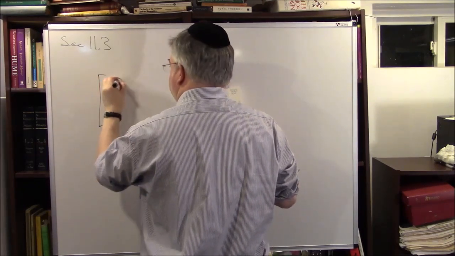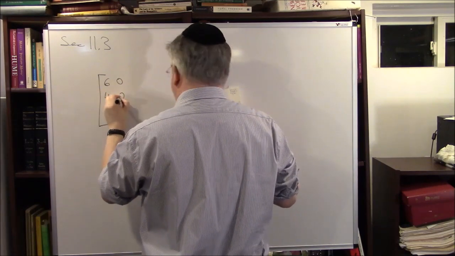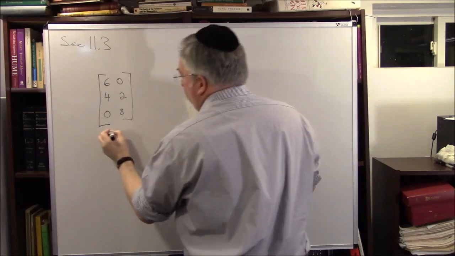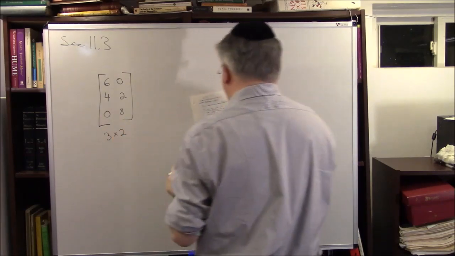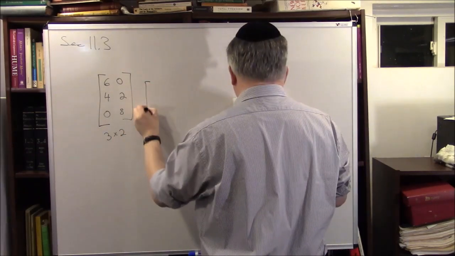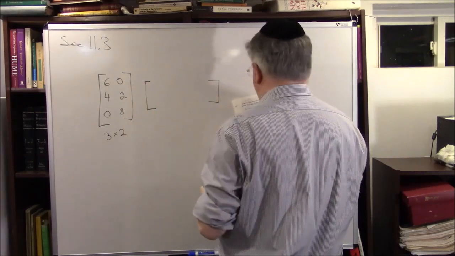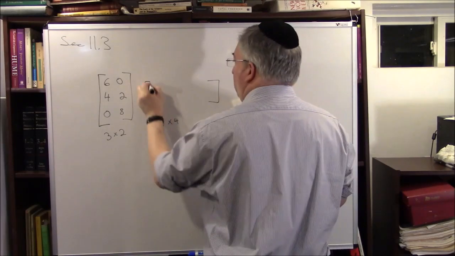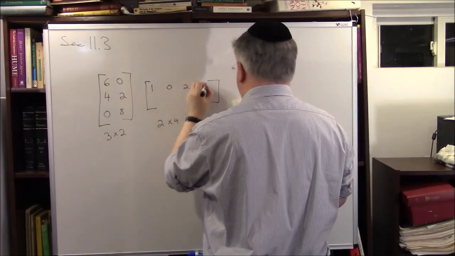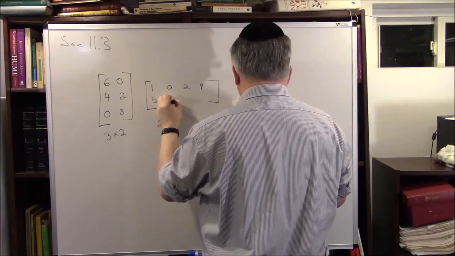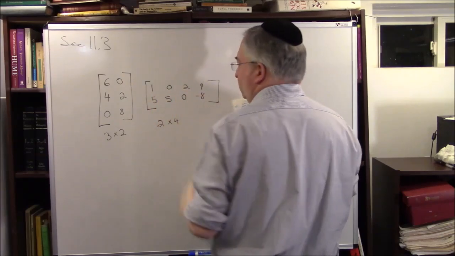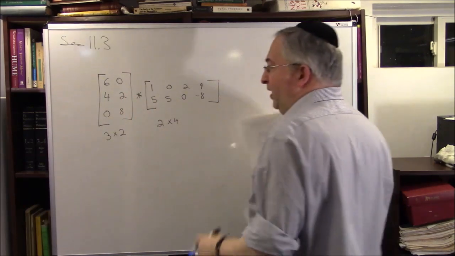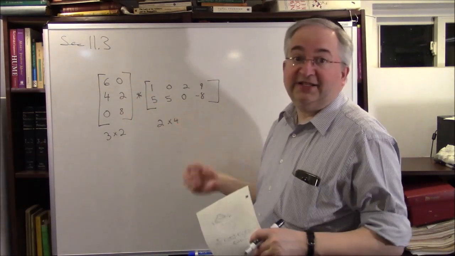Okay? 6, 0, 4, 2, 0, 8. This is a 3 by 2 matrix. Great. Now I'm going to take a 2 by 4 matrix. Okay, 1, 0, 2, 9, 5, 5, 0, minus 8. Okay, and we're going to multiply them out. Now, you might say, hey, that's not right. They're not the same size.